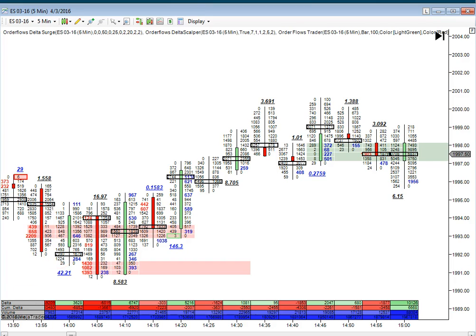Thirty minutes later, you get a stacked buying imbalance, but then again, there's nothing in the ratio in the bar following it that tells you to get long.